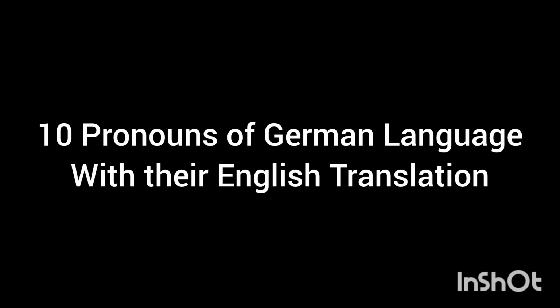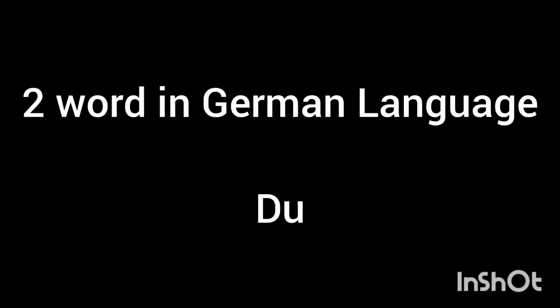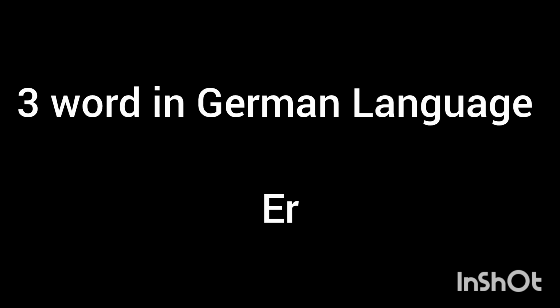In this video, we will explain the maximum 10 pronouns of German language with their English translation. So the first word of pronoun in German language is ich. In English, we say it I. So the second word in German language is du. In English, we say it you. Third word in German language is er. In English, we say it he.